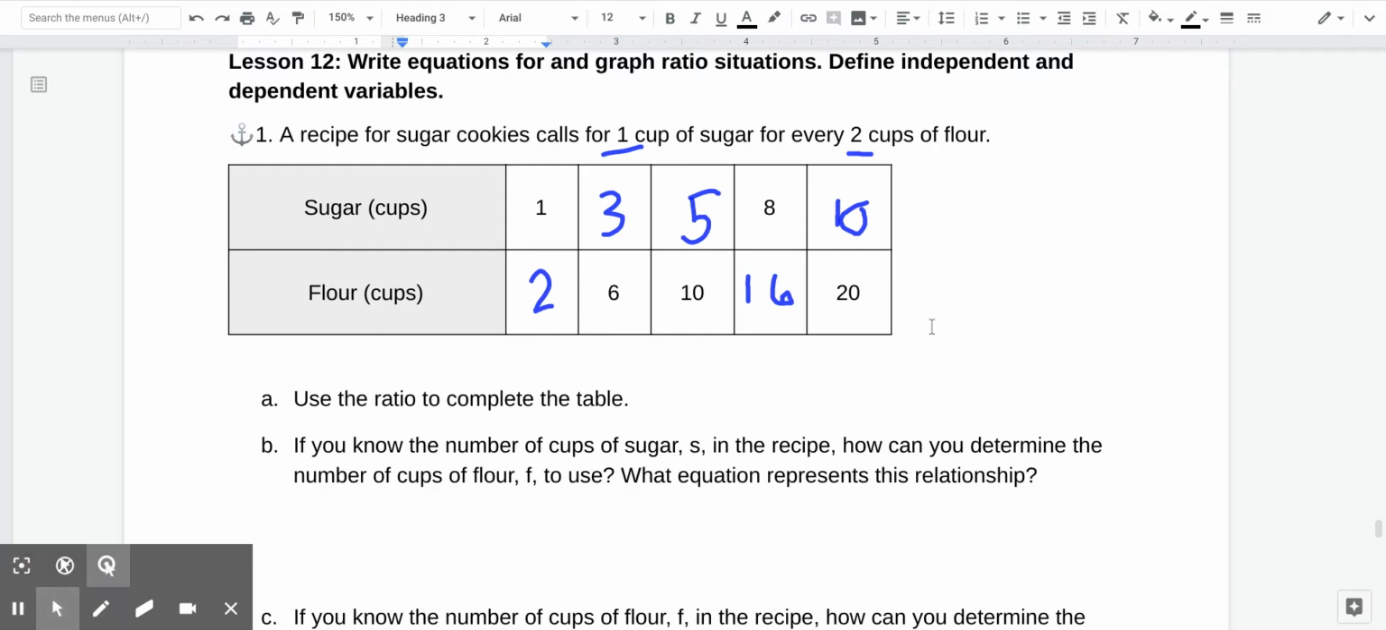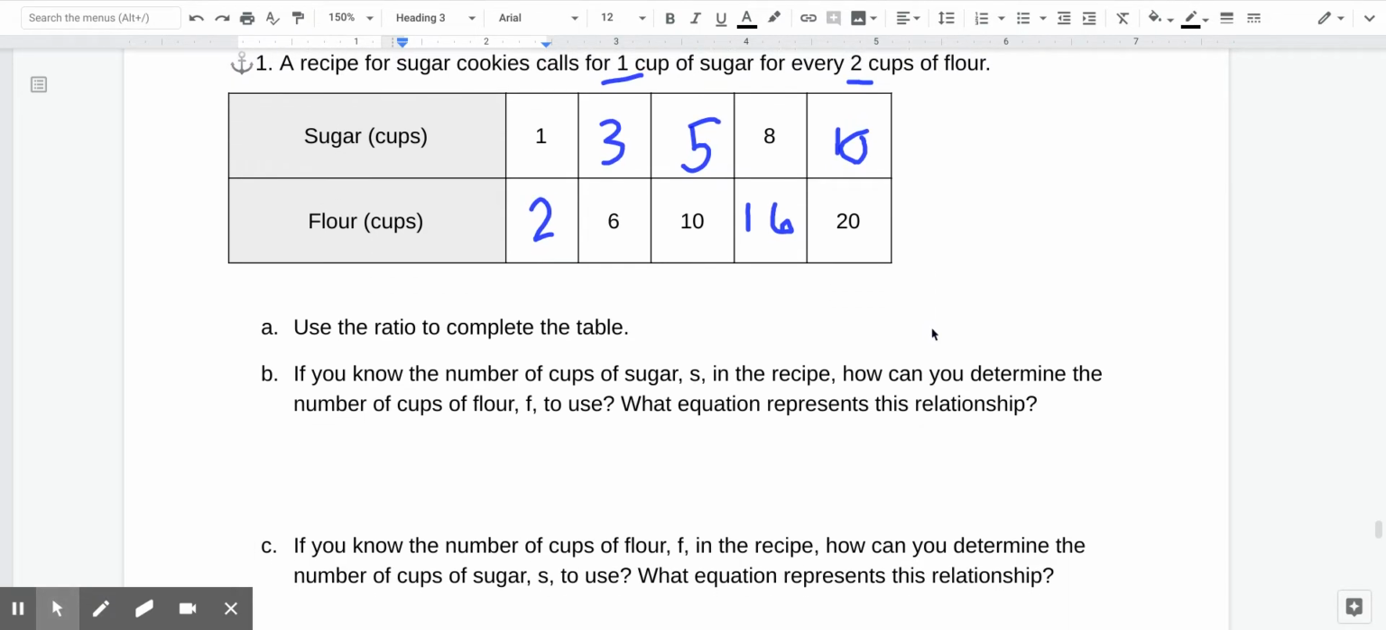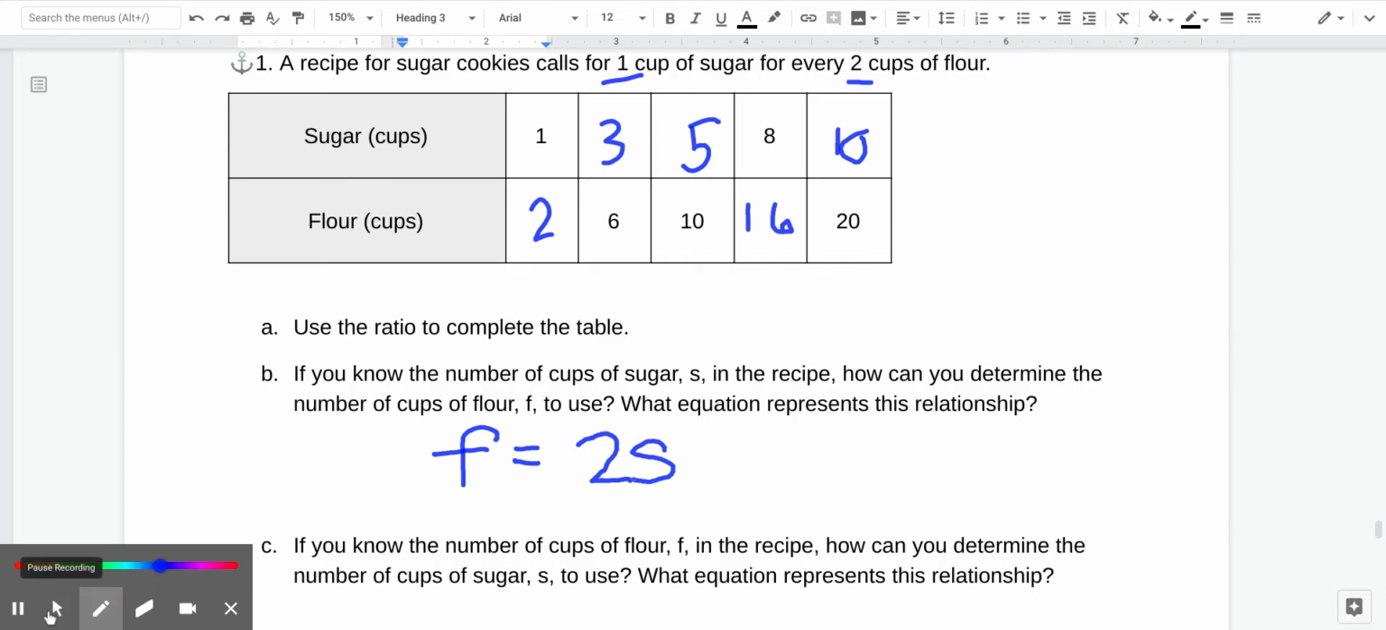So if I know the number of cups of sugar in the recipe, I'm going to determine how much flour to use. And I can figure that out by saying that for every 1 cup of sugar, I will need 2 cups of flour. So if I have 1 cup of sugar, I'm going to multiply it by 2 to figure out the number of cups of flour.